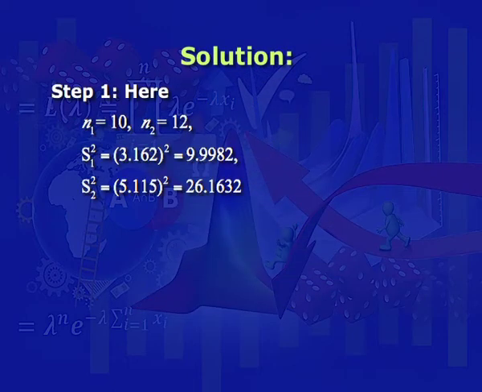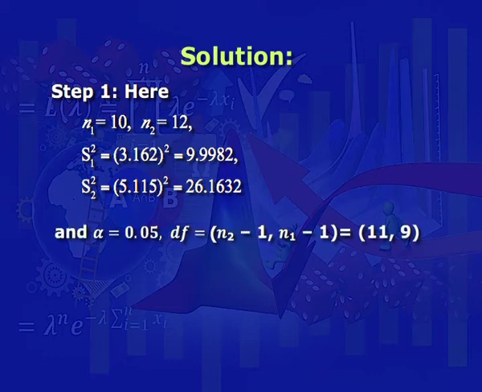Let us see the solution. In step 1, we have given sample size for two samples, that is n1 equal to 10 and n2 equal to 12. Similarly, the sample variance is s1 square equal to square of 3.162, which comes out 9.9982. Similarly, square of s2, which is nothing but the variance of second sample, is square of 5.115, which is equal to 26.1632, and alpha level of significance is 0.05. Degrees of freedom n2 minus 1 and n1 minus 1 becomes 11 and 9.